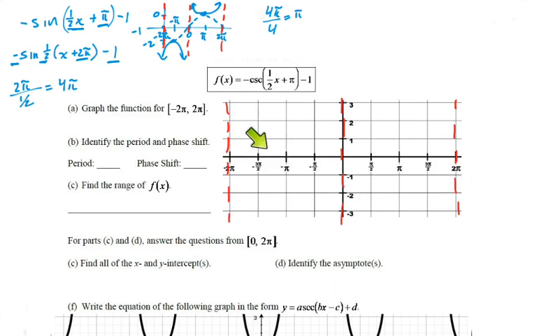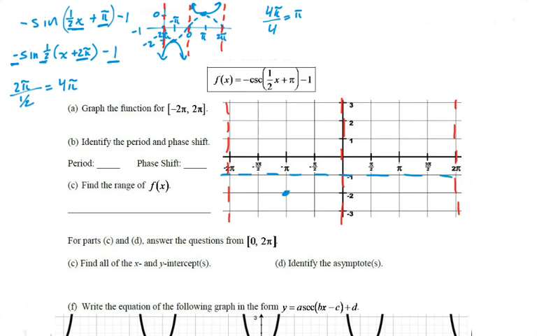So I got my asymptotes on there. I'm going to graph my points. Oh, snap. Where's my midline? Oh, I can't forget my midline. That messes me up. Where's my midline at? It's at negative 1. Okay, that's very important.